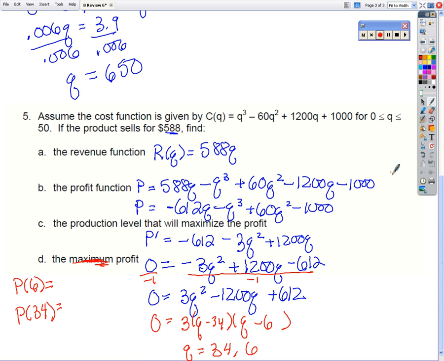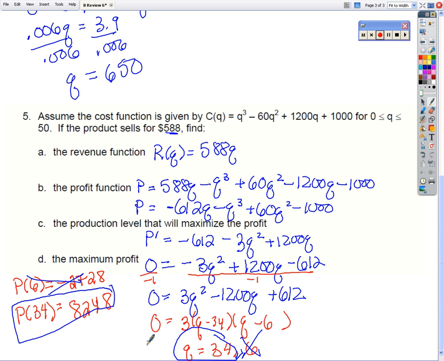So when we find P of 6, we get negative 2,728, and P of 34 is 8,248. So 8,000 is way more than a negative profit. Negative profit means you've lost money. So this is not our answer. 6 cannot be the production level to maximize profit. So we've got 34 items, and that gives us a profit of 8,248.